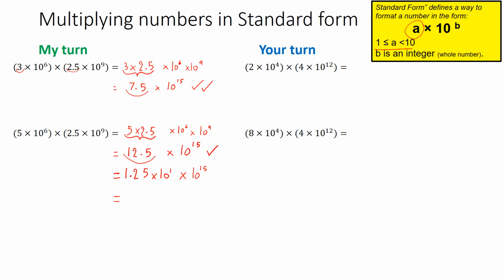Once you have done that, you now have a number at the front that is between 1 and smaller than 10. So you have your 1.25, and you're going to group your powers of 10. This time you're going to have 10 to the power of 1 plus 15, 10 to the power of 16. And this is how you have your final answer, because now it is in standard form. So you should now pause and have a go at the two questions on the right hand side.